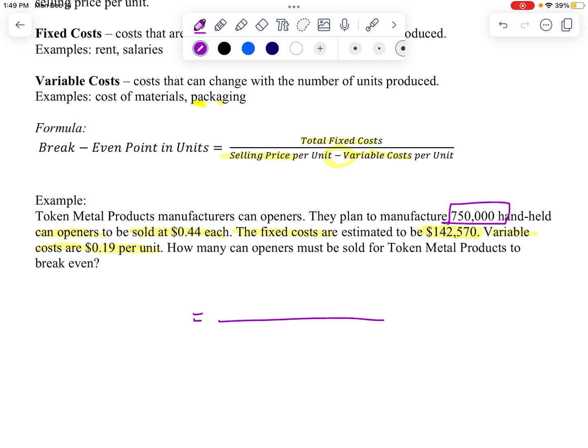So on the top, we need our fixed cost, which is right here. So we're going to put this number on top. I'm going to write everything, and then I will give you a moment to fill it all in. And then on the bottom, we have our selling price, which we said was 44 cents. And then we're going to subtract the variable cost, which was 19 cents.